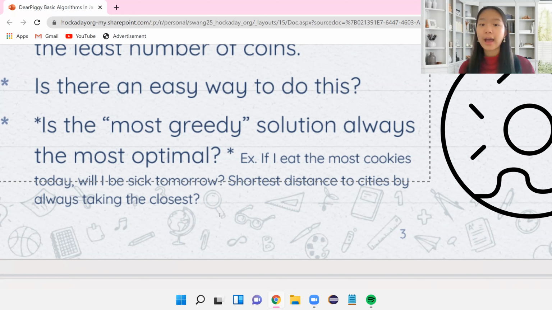So we talked about that. I showed you an example of when it doesn't work. Now, some of you guys may be wondering, what do I mean by most greedy option at the time? So I'm going to give you another story.